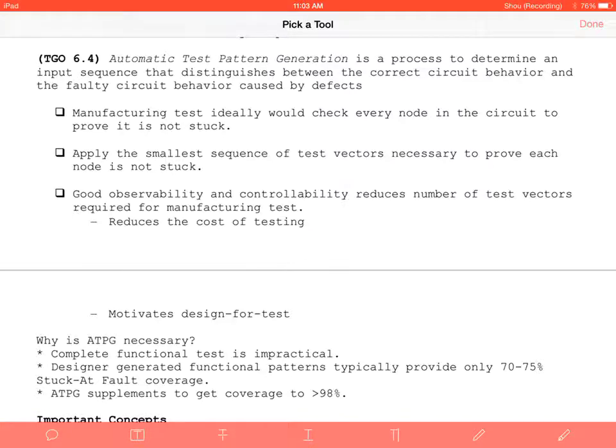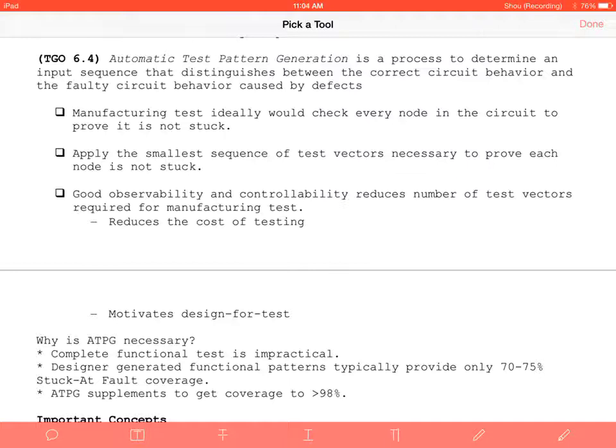So the first concept, ATPG, you'll typically see it, especially in job descriptions or job interviews. What is ATPG? That's automatic test pattern generation. We define it formally as a process to determine an input sequence that distinguishes behavior between the correct circuit behavior and the faulty circuit behavior caused by defects. So the issue is, we have to determine what nodes to test, how we can get as much coverage as possible. If you try to test every single input combination, it's very time-consuming, and that can be prohibitive.